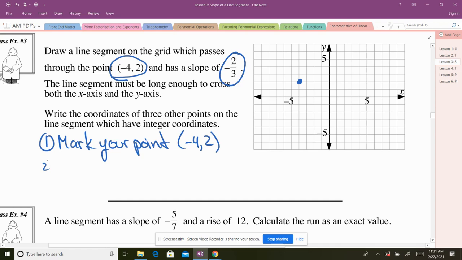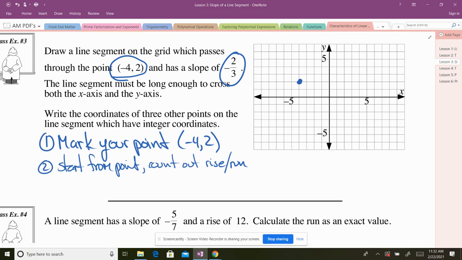So this is the trick. People that get this wrong will start from the origin. You start from the point. Start from the point, count out the rise and the run. Okay, that's all you have to do. So you're on that point and you go, okay, what is my rise? What is slope? What's the formula for slope? Rise over run. So that means that this is your rise and that is your run.